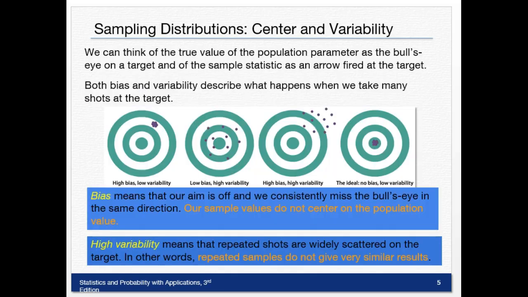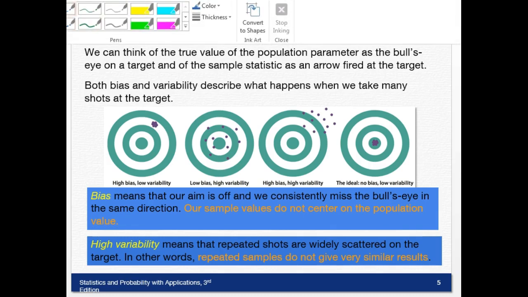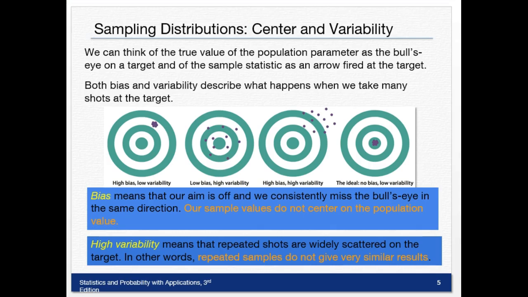All right, so we can think of the true value of the population parameter as a bullseye on a target, and the sample statistics that we look for as arrows fired at these targets. Okay, so look at this. Both bias and variability describe what happens when we take shots at the target, right? So in this first target, it has high bias, meaning it's missing the mark, it's missing the bullseye, but it has low variability, meaning they all missed the bullseye in the same place.